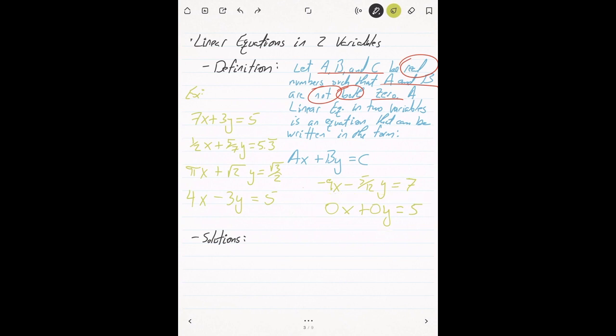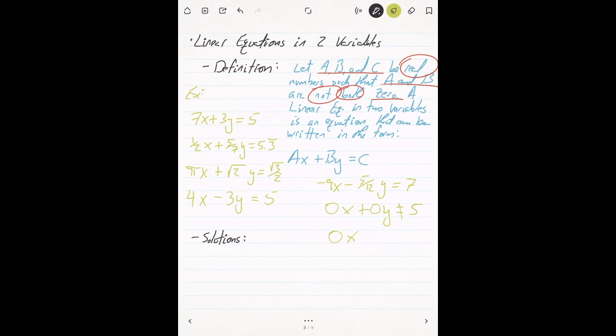And it's fairly obvious why. What's 0 times anything? It's just 0. So 0 times x is 0, and 0 times y is 0. Does 0 plus 0 equal 5? No, it doesn't. So that's one of the reasons we're saying you can't have A and B be 0, because you end up with a contradiction.